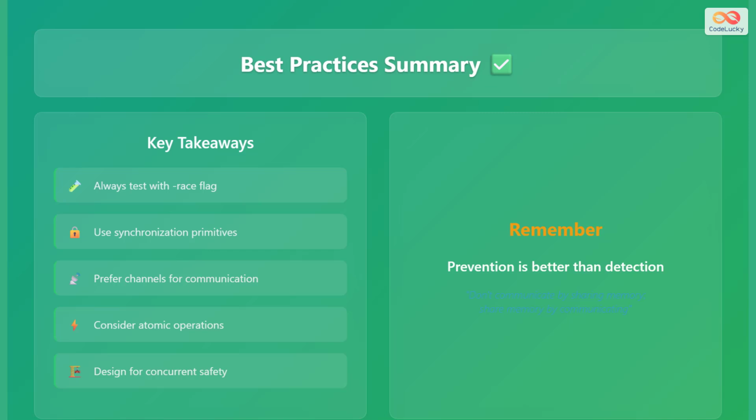Here is a summary of best practices for preventing race conditions and data races in Go. Always test your code with the -race flag to detect data races during testing. Use synchronization primitives like mutexes to protect shared resources. Prefer channels for communication between Go routines to avoid direct memory sharing. Consider atomic operations for simple lock-free synchronization. And design your concurrent programs with safety in mind from the start. Remember, prevention is better than detection. Don't communicate by sharing memory.